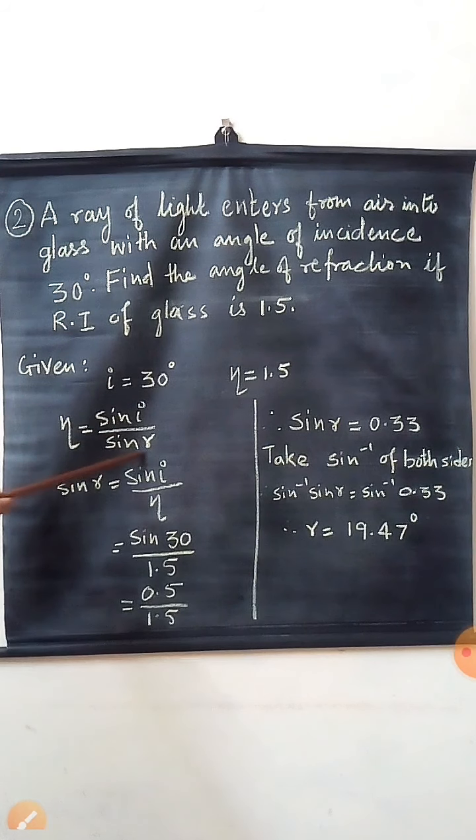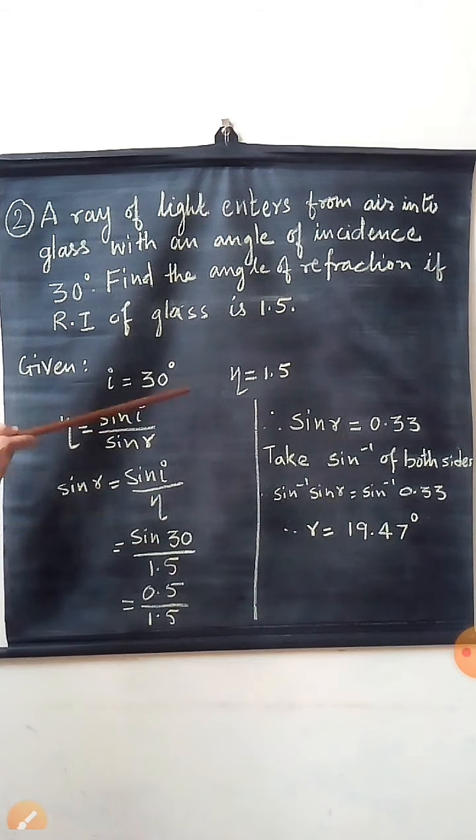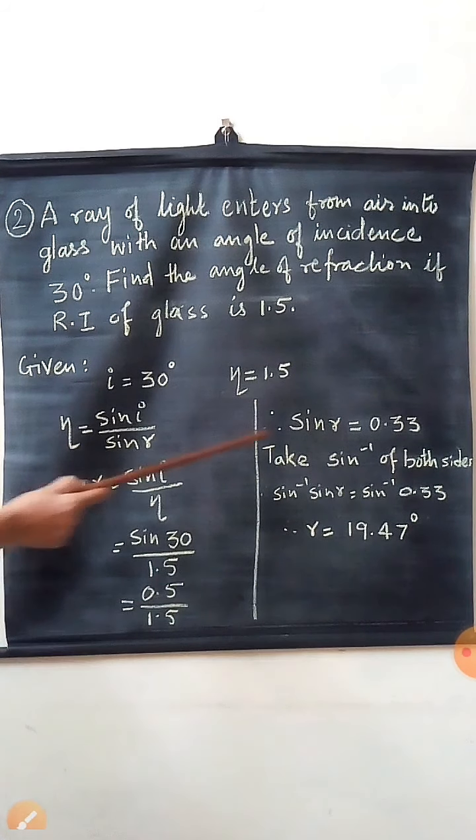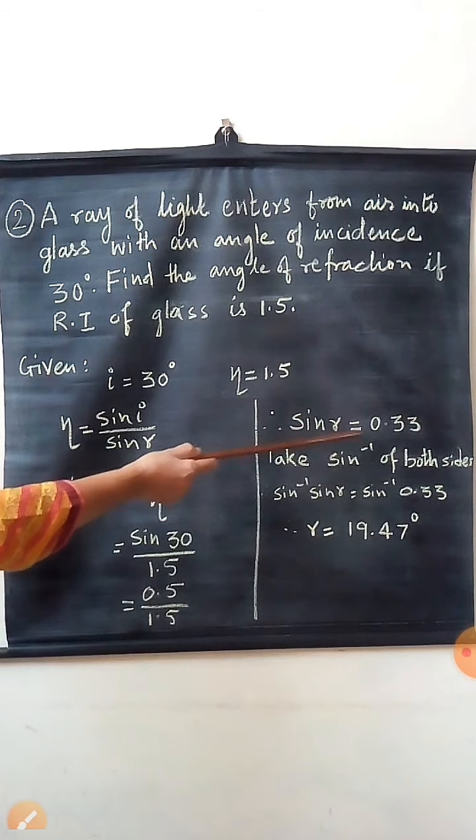So take this sin r on one side. Sin r will be equal to sin i divided by eta. Substituting the values of i and eta, sin 30 divided by eta, which is given 1.5. Use the calculator to find sin 30, which will give you 0.5, divided by 1.5. 0.5 upon 1.5 comes out 0.33. So sin r is equal to 0.33.